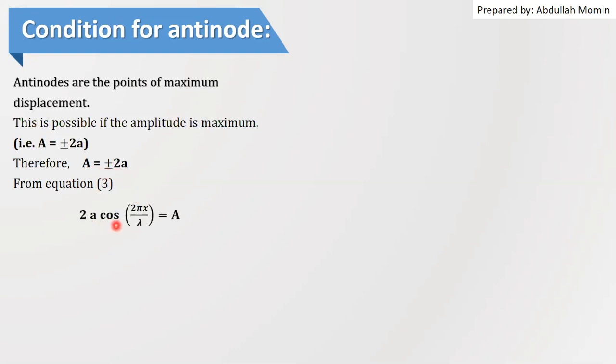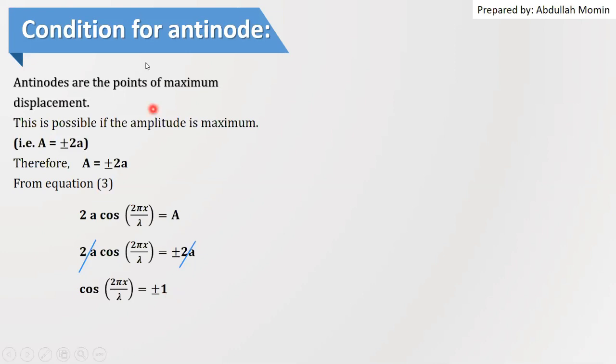So A = 2a cos 2 pi x by lambda. This is your equation number 3 from the first slide. And instead of capital A, we are going to put plus minus 2a. So 2a cos 2 pi x upon lambda is equal to plus minus 2a. Now this 2a and this 2a will get cancelled, and we will get the equation cos 2 pi x upon lambda is equal to plus minus 1.